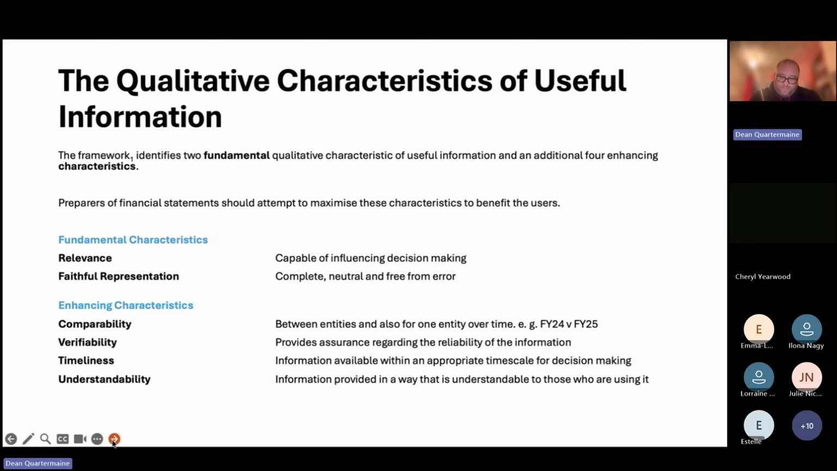Verifiability. What we really mean there is it helps to provide assurance regarding the reliability of information. So that means we can verify all the information that's in the financial statements. Practically, financial statements are, as we hopefully know, produced from a trial balance, which is made up of a bunch of accounting transactions, ultimately a bunch of ledger entries that came from a bunch of financial documents that come from various financial decisions, essentially.